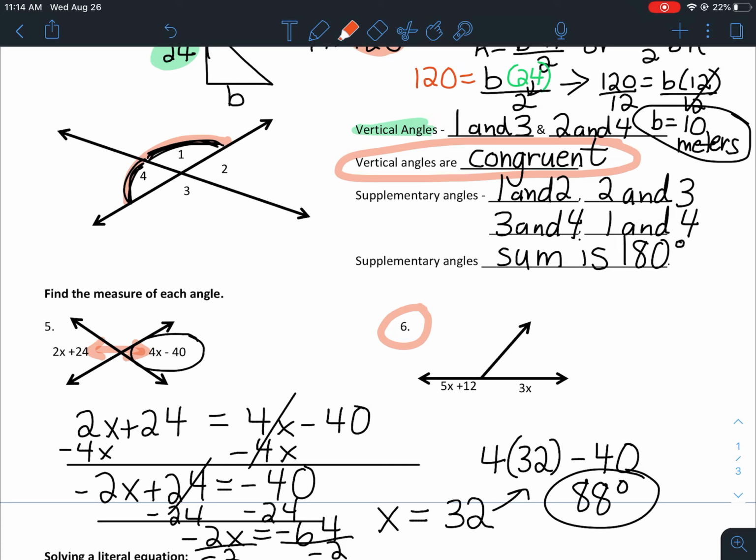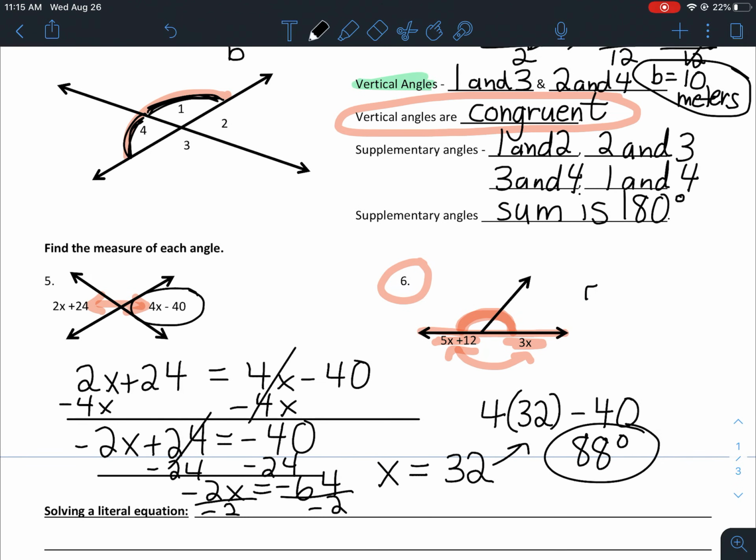Okay, and the last problem here is number 6. I'm first looking at these two expressions I'm given, 5x plus 12 and 3x. Looking at this, these are supplementary angles, meaning when you combine this with this, it is a straight angle, which means its degrees equal 180. It's half of a circle. So if I add this plus this, 5x plus 12 plus 3x, I know that the angle is a straight angle, meaning it equals 180 degrees. They're supplementary angles.